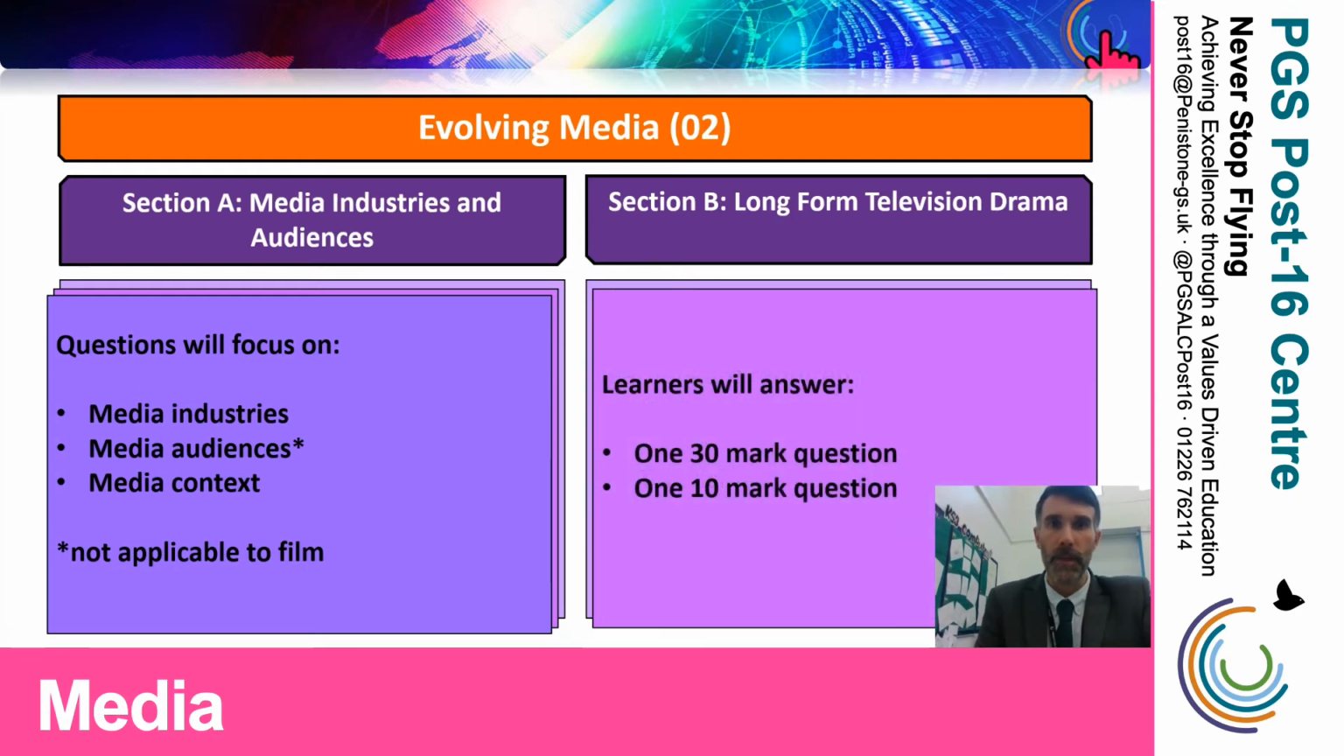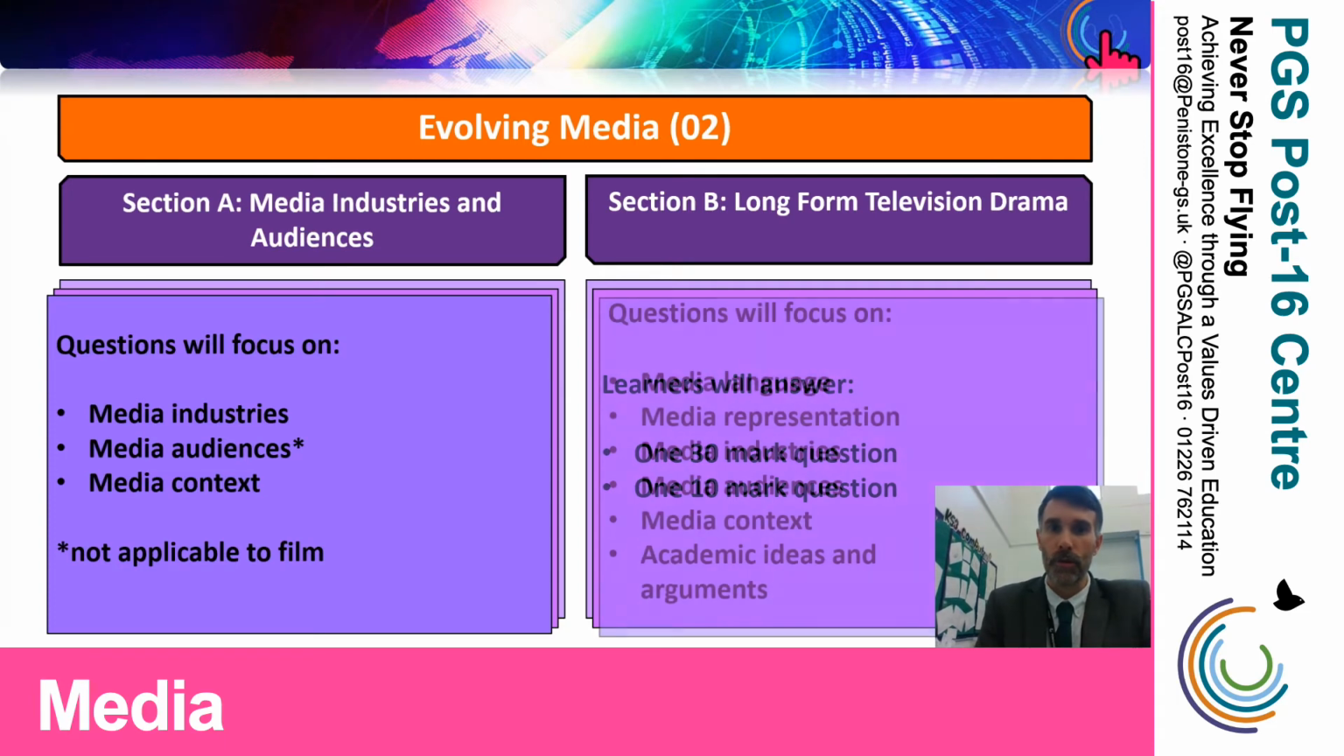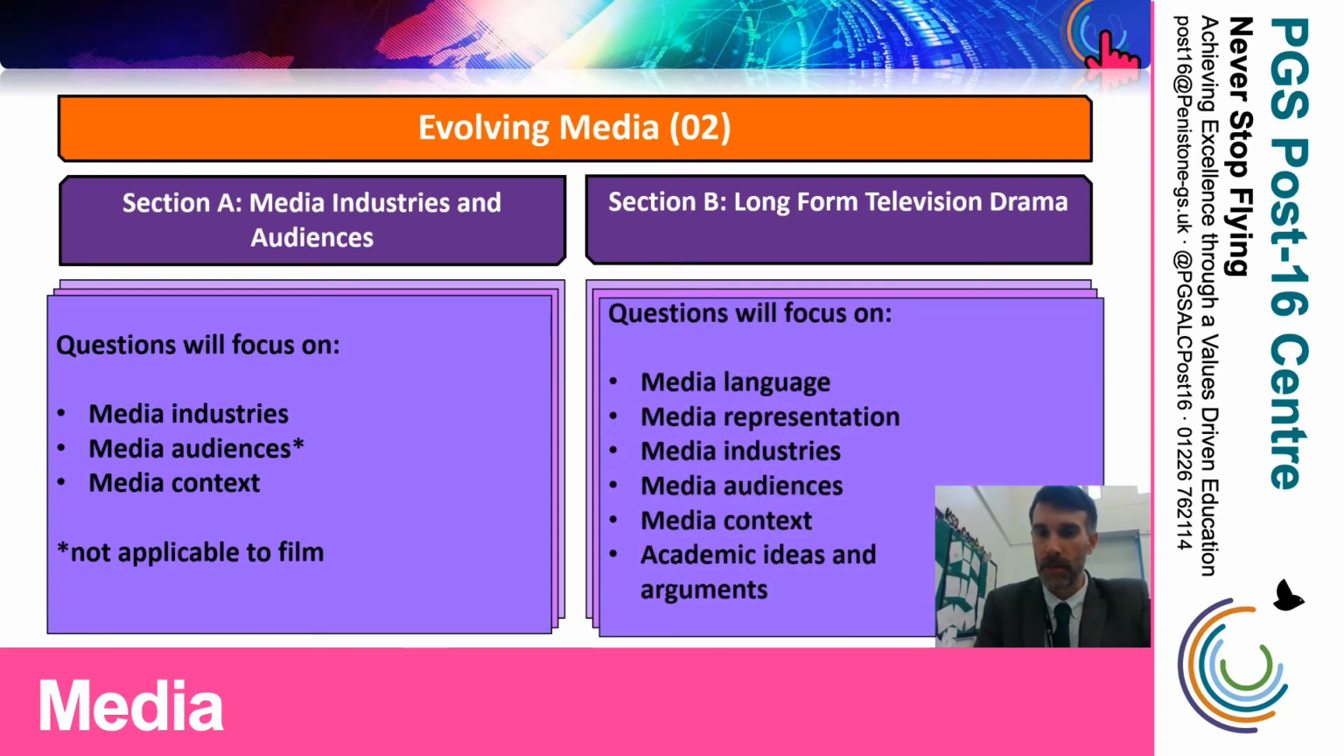In Section B, long-term television drama, students will study 1 media form, this being television. The exam is split into 1 30-mark question and 1 10-mark question, with students reviewing media language, representation, industries, audiences, context, and again academic ideas and arguments. In this part of the exam, students will have studied 2 long-term television programs, for example Mr. Robot and Deutschland 83, answering questions on representation and Todorov's theory.